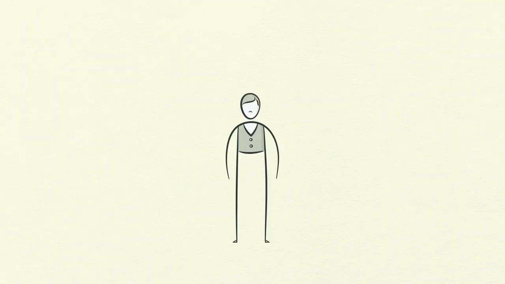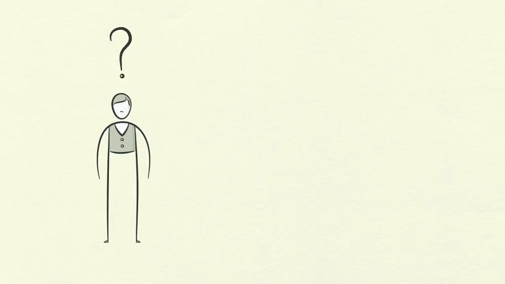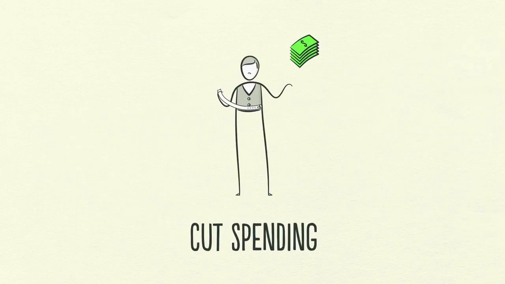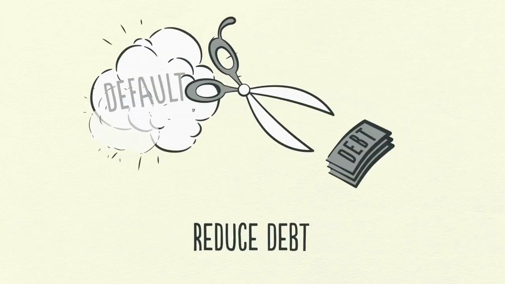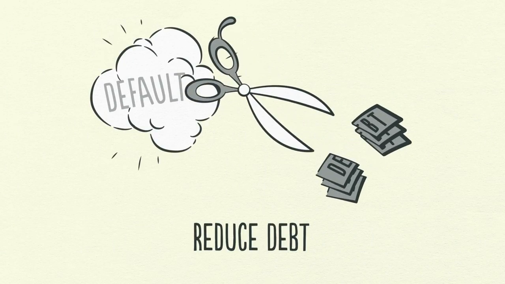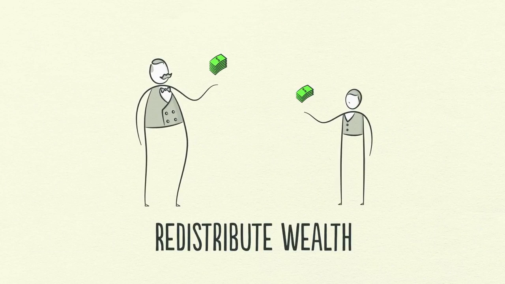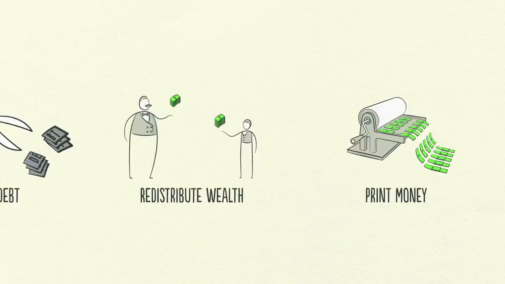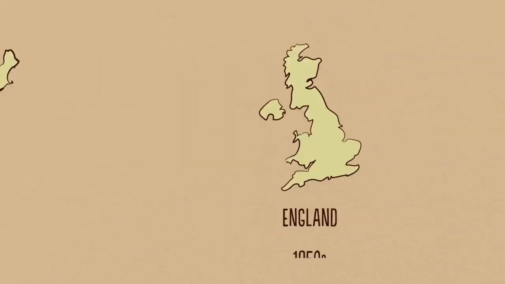So what do you do about a deleveraging? The problem is debt burdens are too high and they must come down. There are 4 ways this can happen. 1. People, businesses, and governments cut their spending. 2. Debts are reduced through defaults and restructurings. 3. Wealth is redistributed from the haves to the have-nots. And finally, 4. The central bank prints new money. These 4 ways have happened in every deleveraging in modern history.